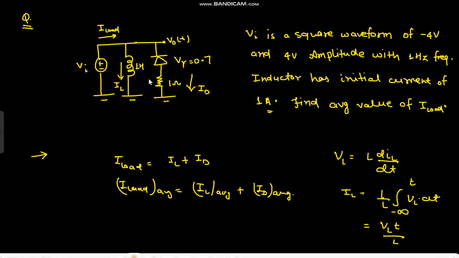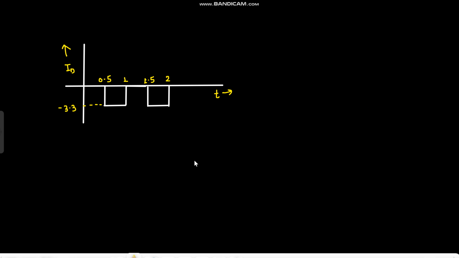Okay, now we have to calculate the average value of diode current. Now as per the input waveform, whenever there is +4, the diode would be off and there would be no current flowing through it, and whenever there is -4, the diode would get on. And what would be the voltage here? -4 plus 0.7, it would be -3.3. So the current flowing through it would be -3.3 ampere. Okay, so that's how the waveform would look like.